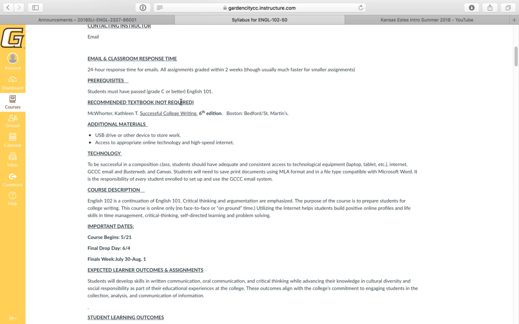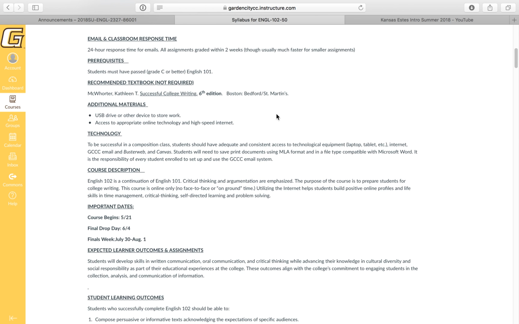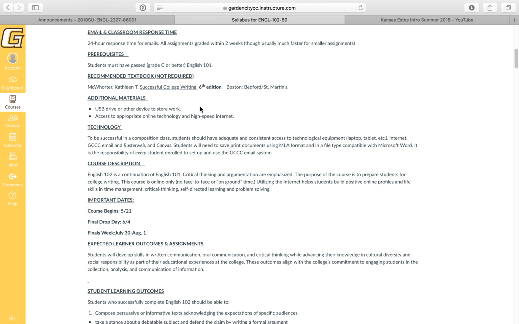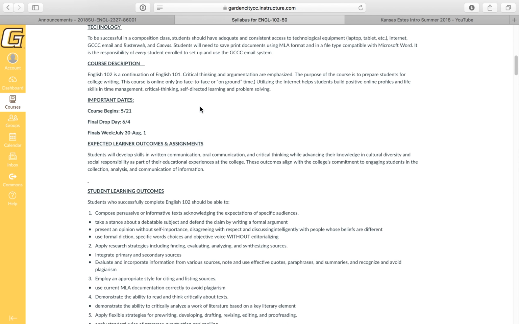So essentially important things: you don't need a textbook. There's a recommended one, but you do not need a textbook for this class. So don't buy one unless you want to use this on your own time. All you need is some way to store your work and having the appropriate online technology, which means having access to Canvas and your email.